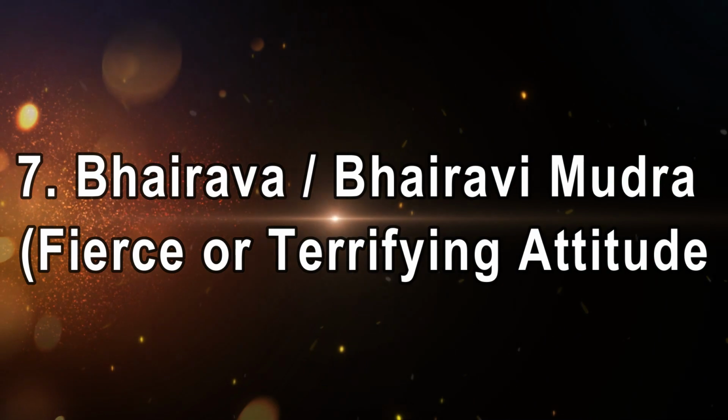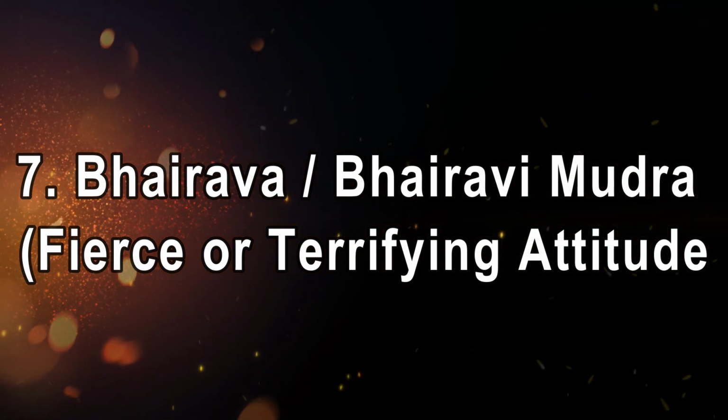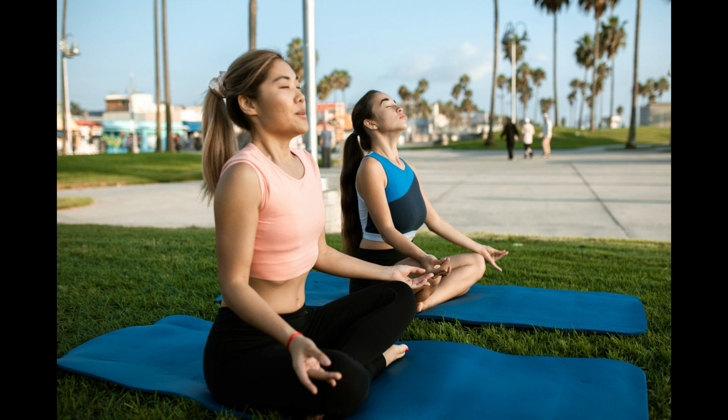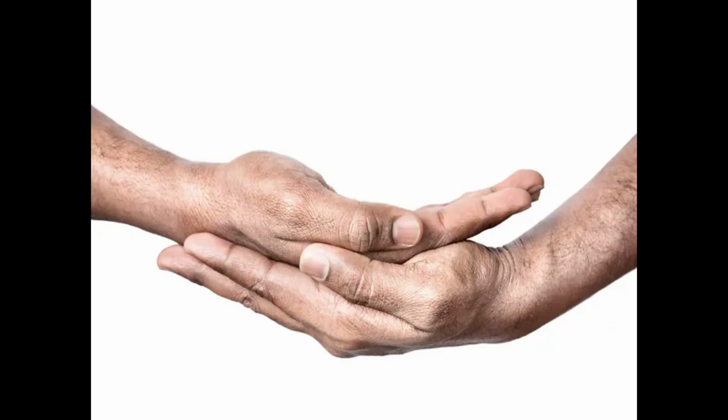7th is Bhairava Bhairavi Mudra, fearsome or terrifying attitude. 1. Sit in any comfortable meditation pose and relax the whole body. 2. Keep your back, neck and head straight. 3. One hand is placed on top of the other, both with their palms facing upward. Both hands rest in the lap.